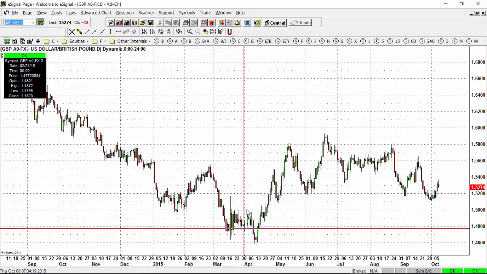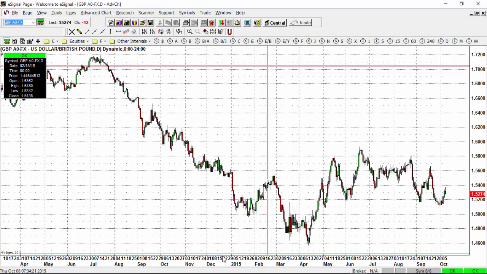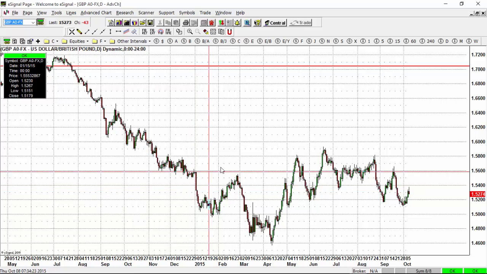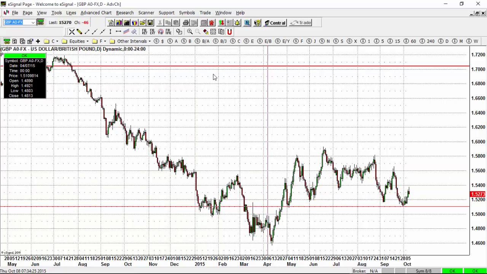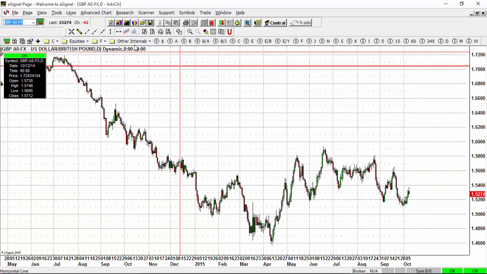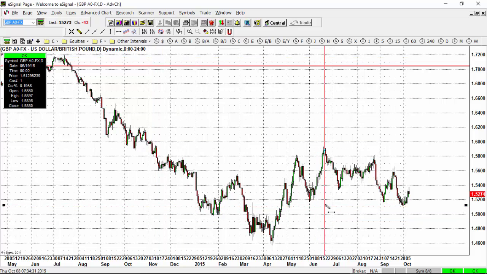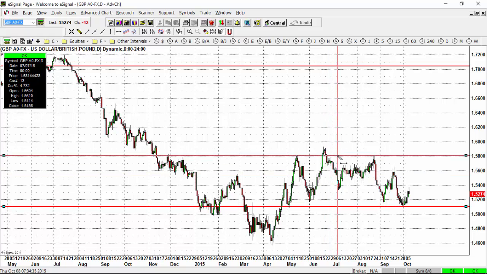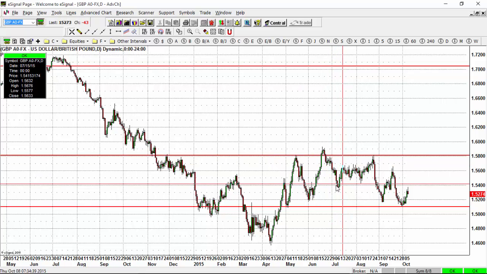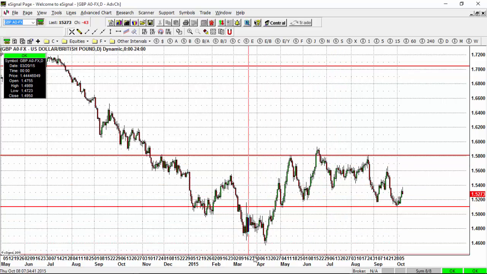Okay, in front of us we have a chart of the British pound versus the US dollar. And as you can see, over the last couple of months the British pound has been in a sideways pattern, pretty much like most of the other European pairs. And those are the boundaries of the sideways pattern that we are seeing with this market.